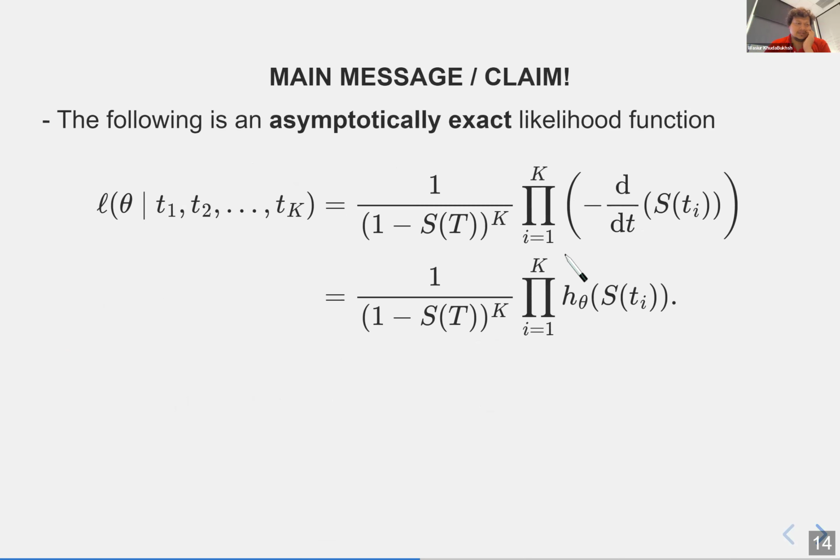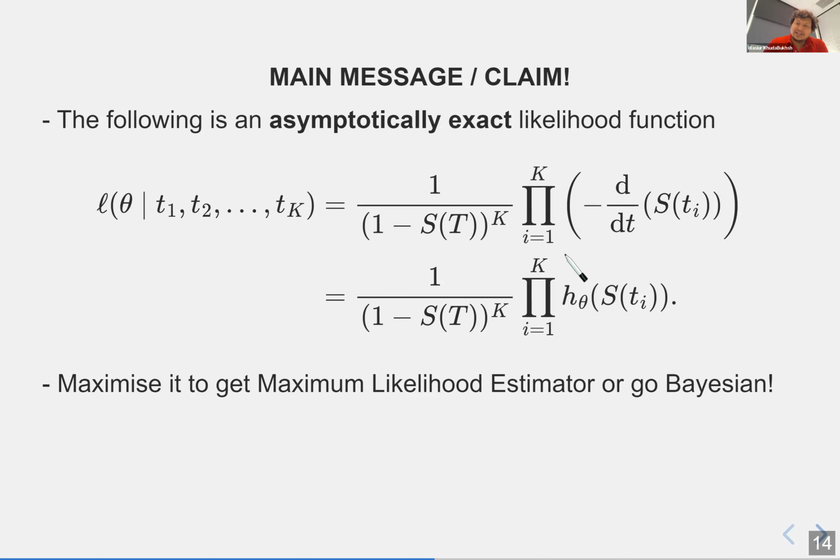And here's the main message or the claim. My claim is that if your data is just these time points, T1, T2, some Tk, and here I'm assuming that these are exact values, not the truncated or censored ones, but even if they are, you'll get a similar expression here. What you do is you solve your ordinary differential equation at those time points, take the negative derivative of the solution, and you just do a product. And that is an asymptotically exact likelihood function. So this is what you can take as your objective function, and then you can do your maximum likelihood estimator, or you can go Bayesian. You can put some prior on your parameters and do estimates.